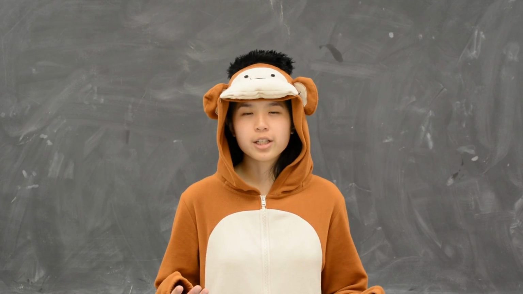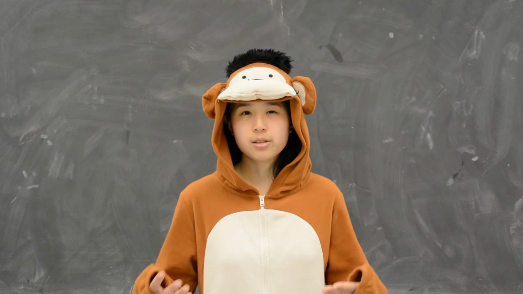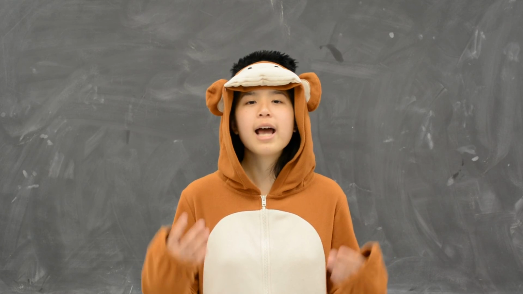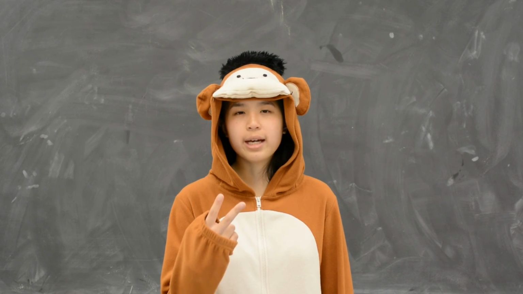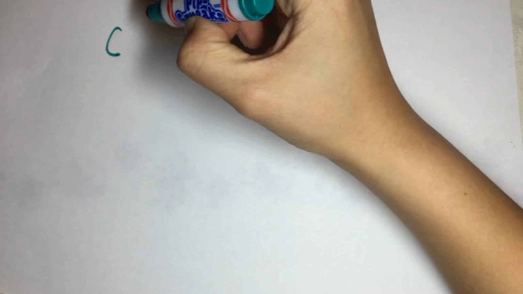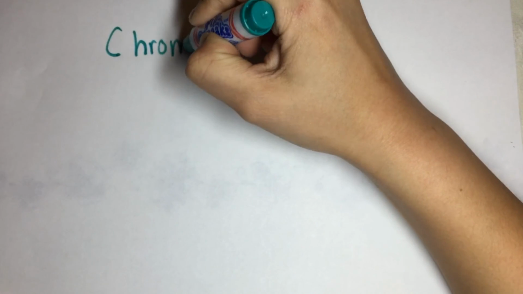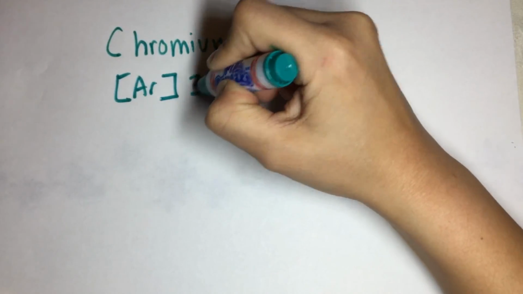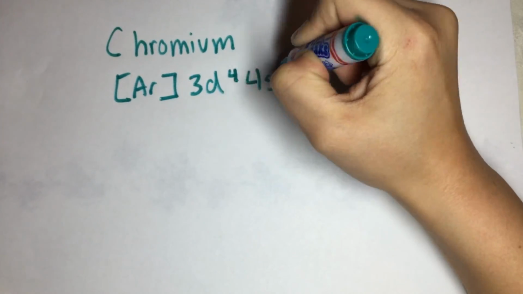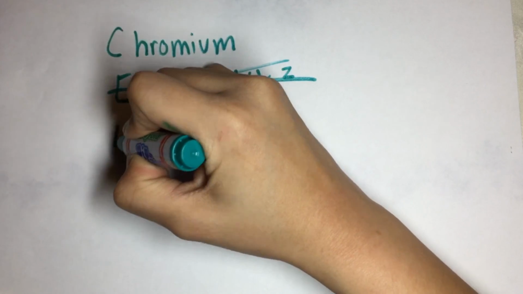Now, before we finish today, we still need to talk about the exceptions, because there are exceptions to almost everything in chemistry. The two main exceptions we'll be talking about today are chromium and copper. Chromium is a transition metal in the d block. Due to its position on the periodic table, we expect it to have the electron configuration [Ar] 3d4 4s2. However, its actual configuration is [Ar] 3d5 4s1.